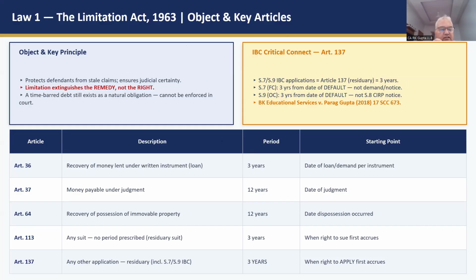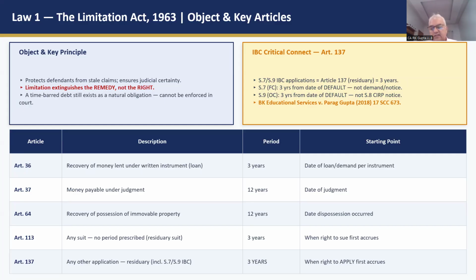Article 113 covers any suit where no period has been prescribed, a residuary suit. The period here is 3 years, and the starting point is when the right to sue first accrues. Article 137 talks of any other application, residuary, including Section 7 and Section 9, and the period is 3 years, and the starting point is when the right to apply first accrues.